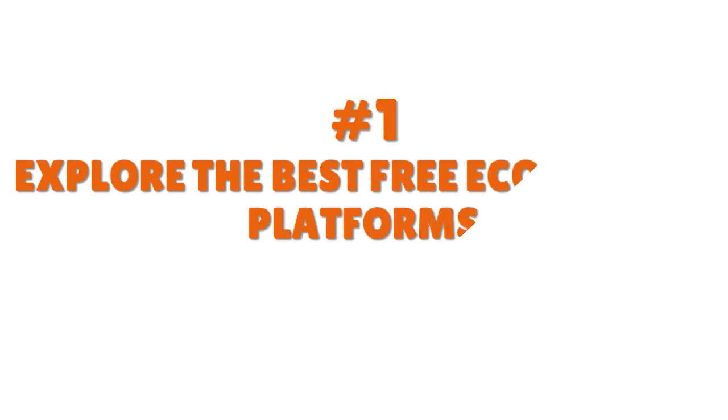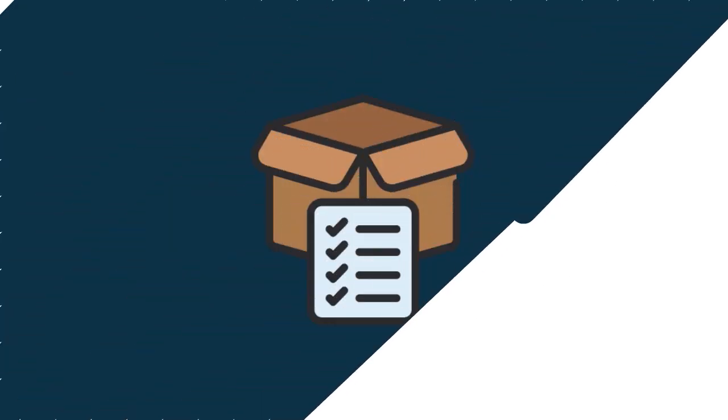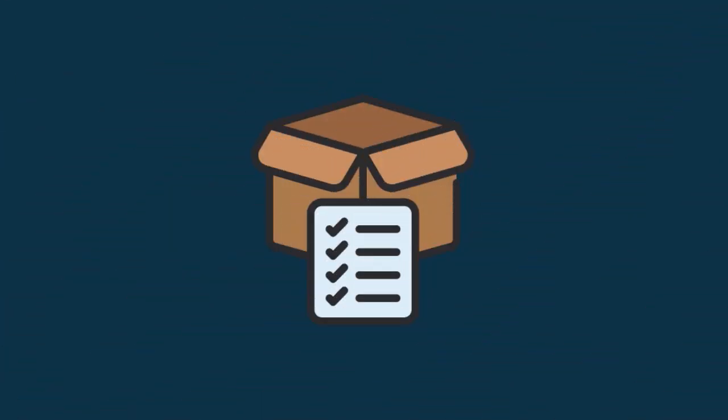So step number one, you want to explore the best free e-commerce platforms. Step number two, you want to pick the right type of products to sell. So it's very important that you have a clear understanding of the products you want to sell. If you want to actually build a successful online store, you got to have a clear idea of winning products. You got to have a clear idea of what makes your store unique.